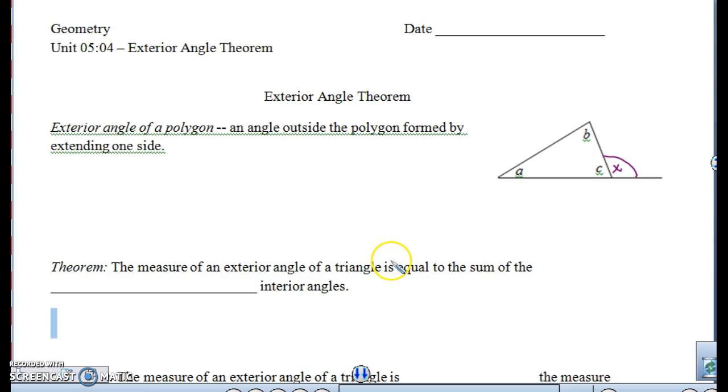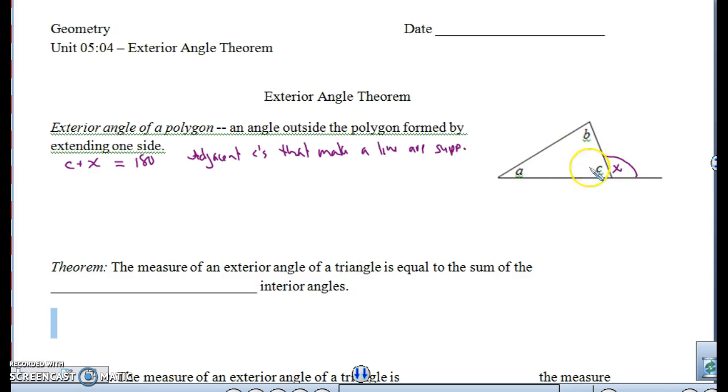So what do we know about the measure of an exterior angle? Let's see if we can figure it out. There's a relationship between the exterior angle and the interior angle that's next to it, these two right here. What do we know about these two angles here? Well, they make a line, so they must be supplementary. C plus x is equal to 180 because adjacent angles that make a line are supplementary. So we know those two angles are supplementary.